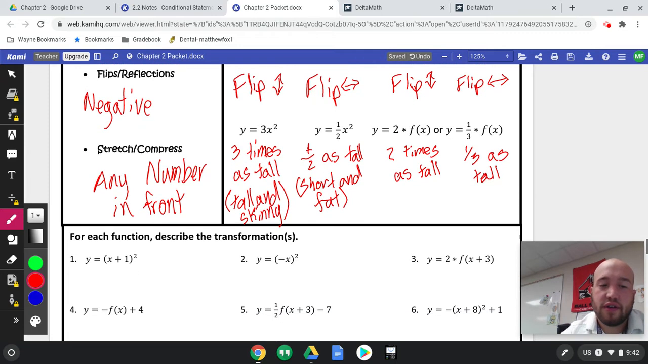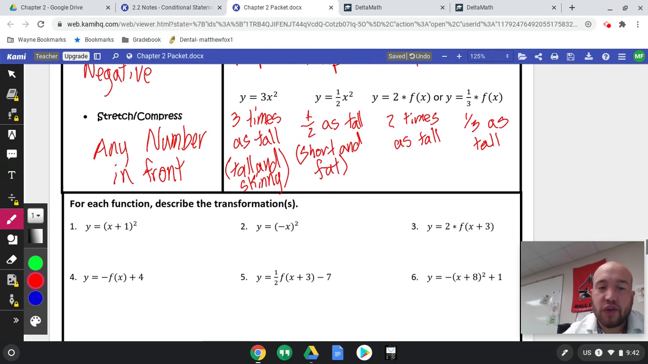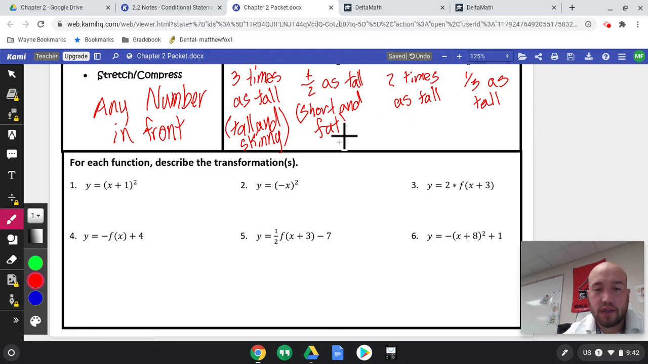All right, so if we look down here, it says for each function, describe the transformation. Once again, some of these are very obvious what they are, like this is a quadratic, over here is a quadratic. Some of them are more generic with just an f of x. So this first one, only one transformation happens. It's inside the parentheses, so that's going to be left 1. On our next one, it's going to flip. It's inside, so it's going to flip to the left and the right.